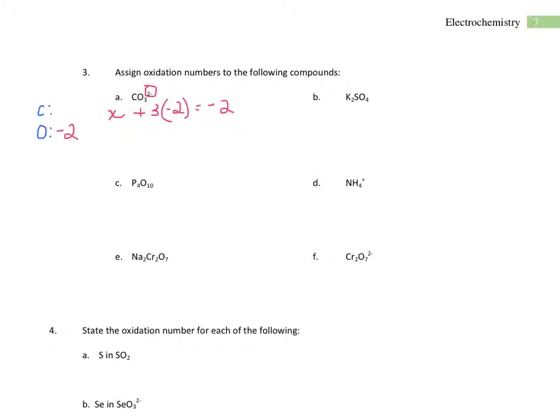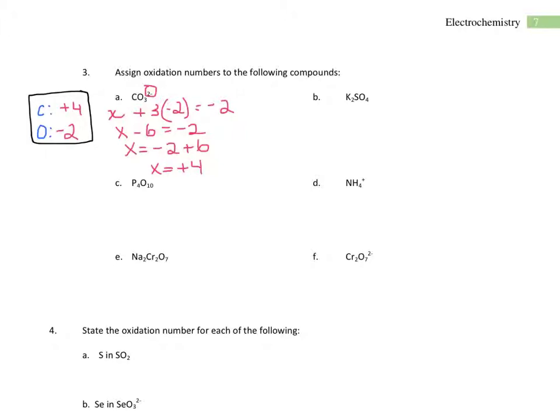Then this just becomes an algebraic question. We have x subtract 6 equals -2. We bring the -6 to the other side and it becomes positive. So we have x is equal to -2 plus 6. So x is equal to +4. Since x represents carbon, I know that carbon has an oxidation number of +4. And this question is complete.